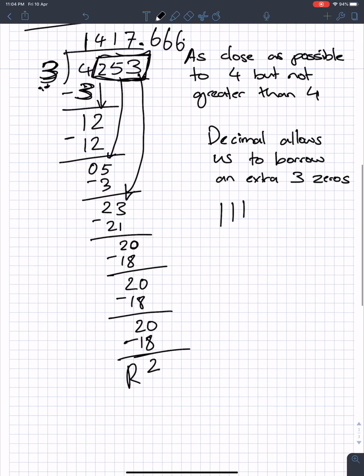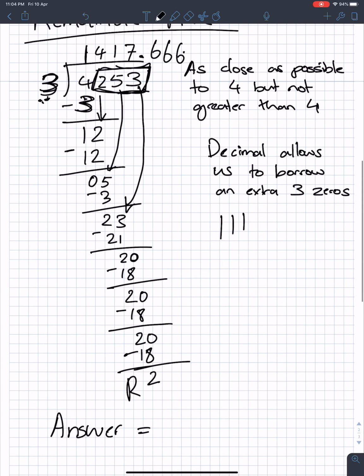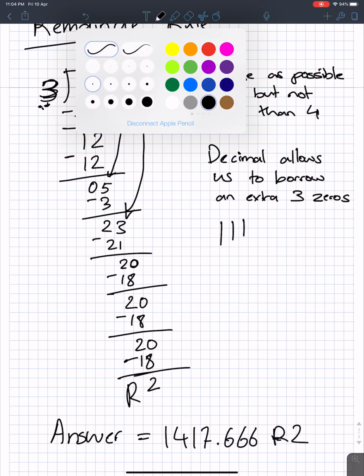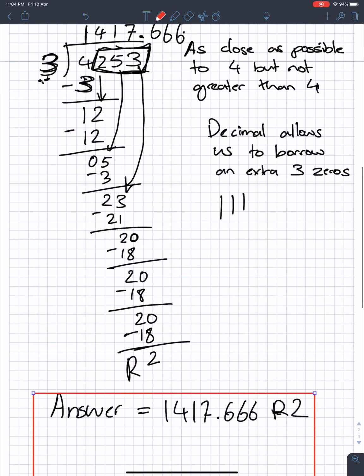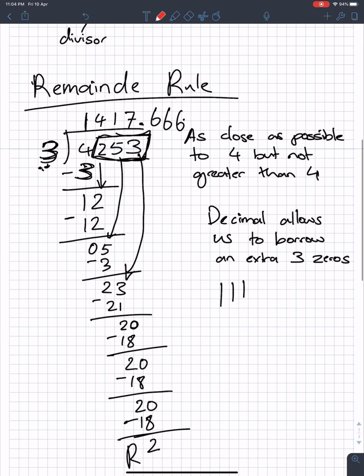So the answer then equals, let's go back up, 1417.666 remainder 2. Cool. Brilliant. I'll just put the answer in red. Cool. So that's the remainder rule.